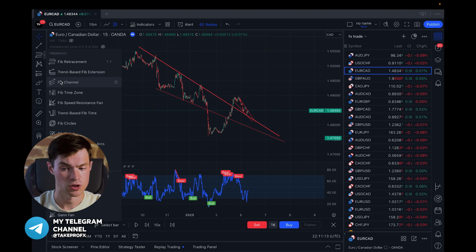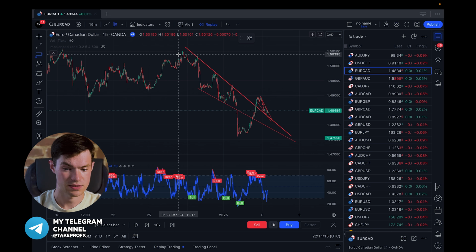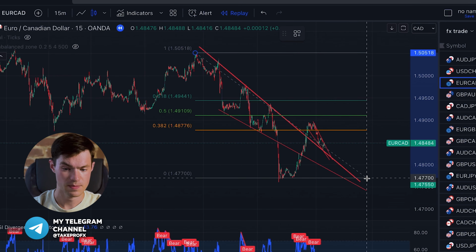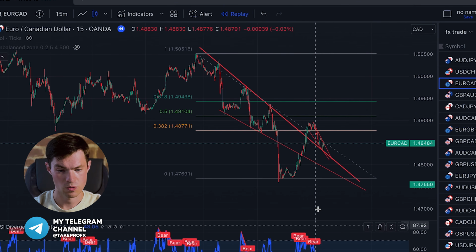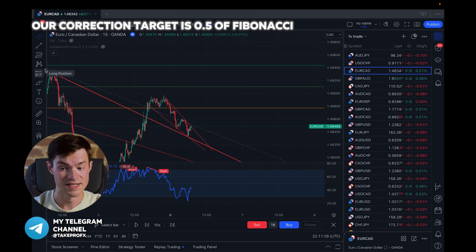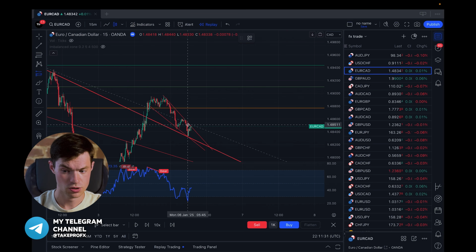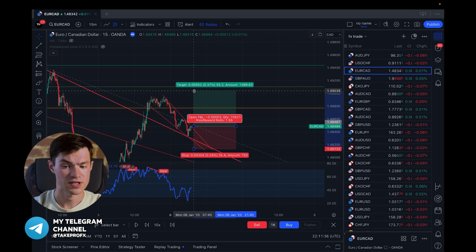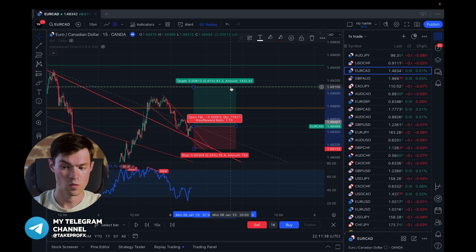Of course, we take such a tool as Fibonacci levels and just stretch the grid from the maximum to the minimum value. So our correction target is 0.5 of Fibonacci. Let's now open such a tool as long position. I will put my entry point at this level. Take profit, the first and only one, at this level.